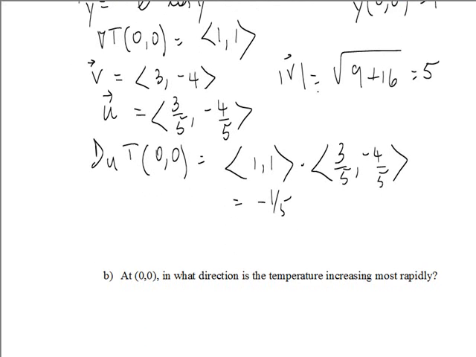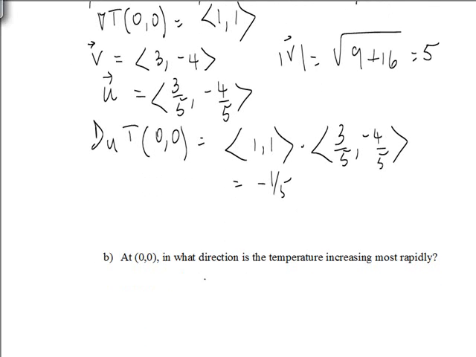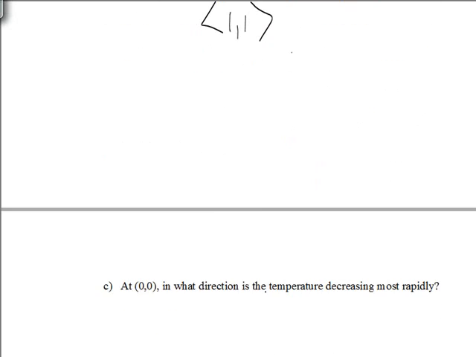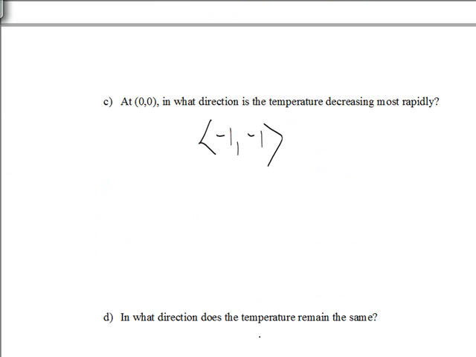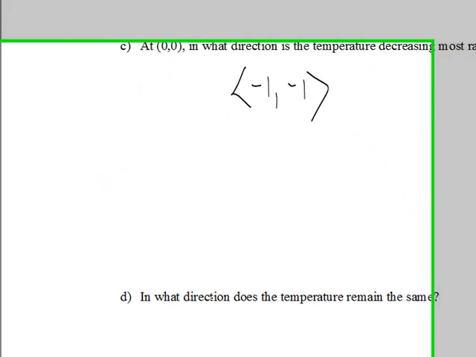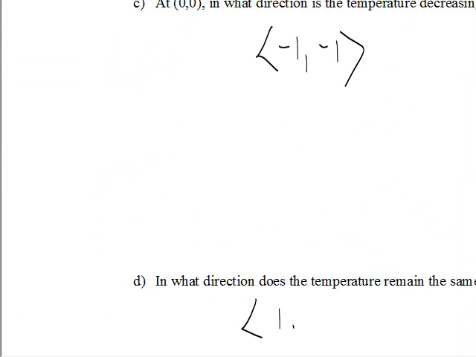In what direction is the temperature increasing most rapidly? That's the gradient. In what direction is it decreasing most rapidly? The opposite direction to the gradient. In what direction does the temperature remain the same? That is where the directional derivative is 0. So you can either give me 1, negative 1, or any multiple of that. Any questions?